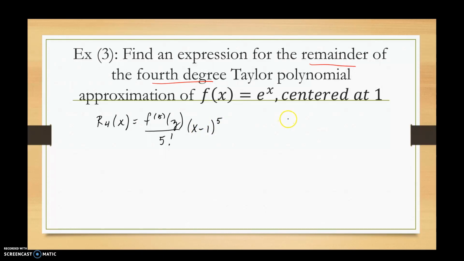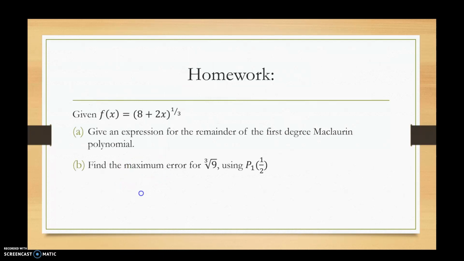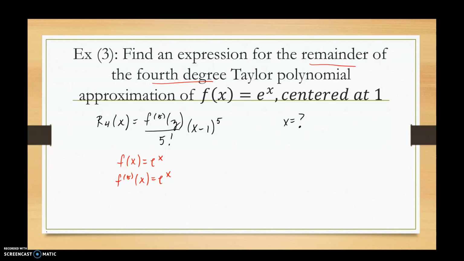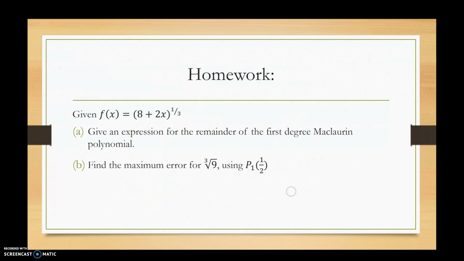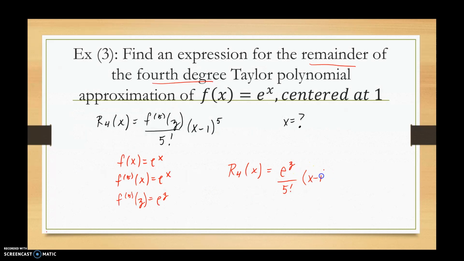Now notice what I do not have. I don't know what x is equal to. We haven't been told to approximate it, so I can't find a value for the maximum error. But going through the steps, I can do as much as I can. So if my function is e to the x, then all of the derivatives of e to the x are e to the x. So the fifth derivative is just going to be e to the x. And therefore, if I want the fifth derivative at this value z, that's exactly what it's going to be, e to the z. So the remainder of the fourth degree polynomial would be e to the z over 5 factorial. We can write that as 120 if you want, times x minus 1 to the fifth.